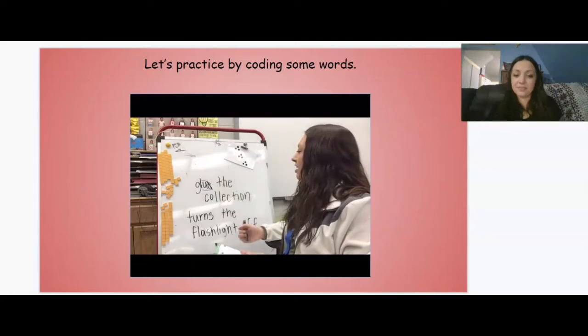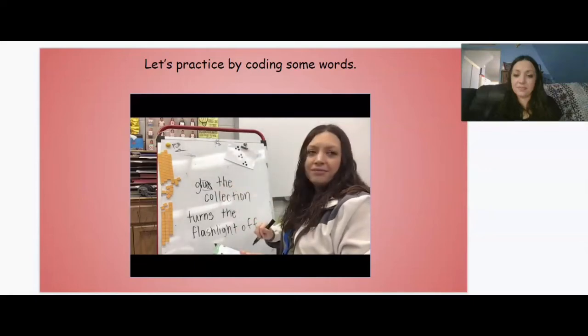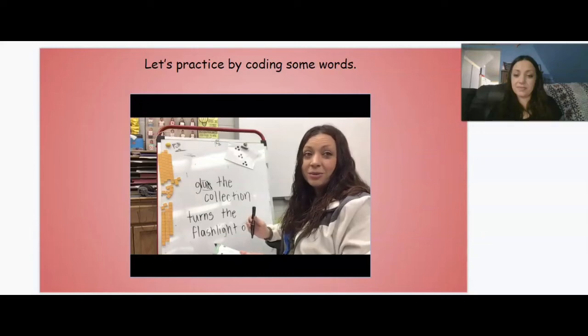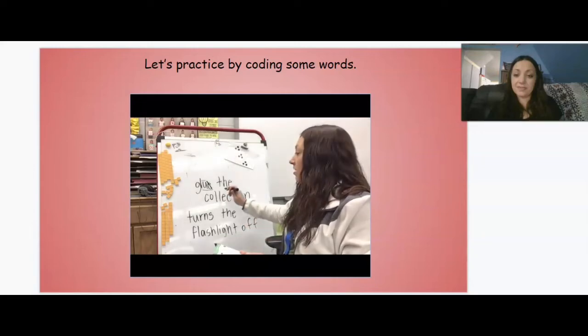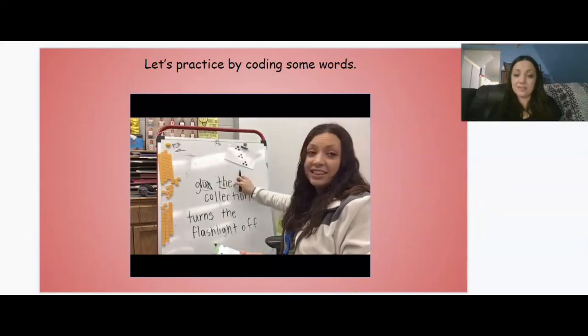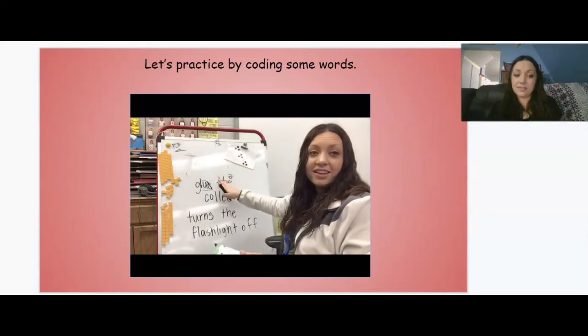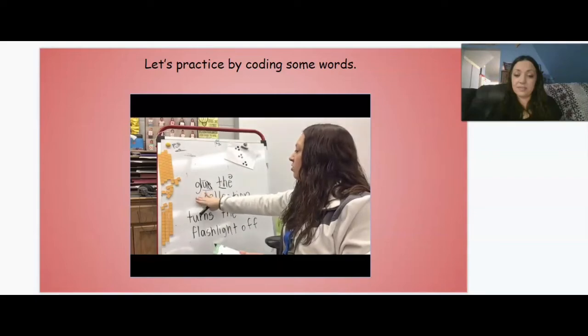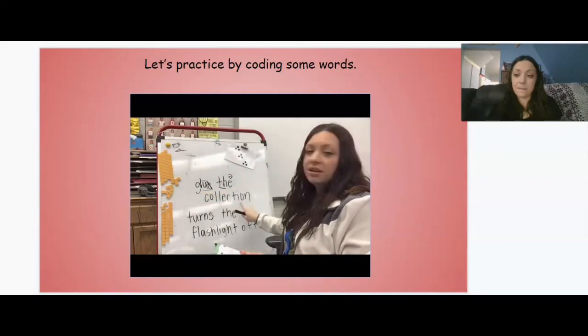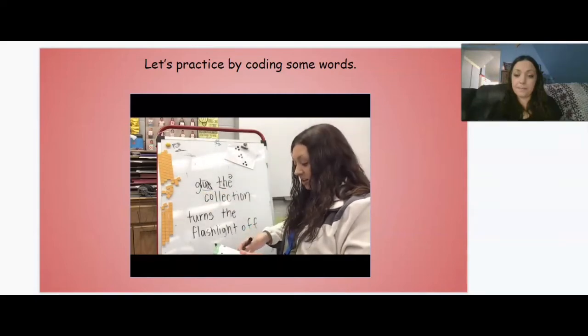glue. Very good. So glue, and then we know this word, and we've coded it so much that we can probably just think about how to code it. We underline the TH, and then that E, we put that schwa upside down E on there to say the. So glue, the, oh man, look at this word.